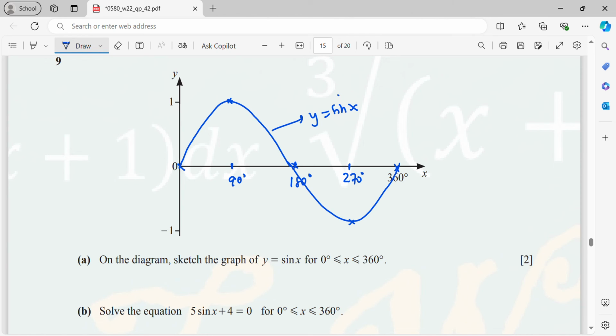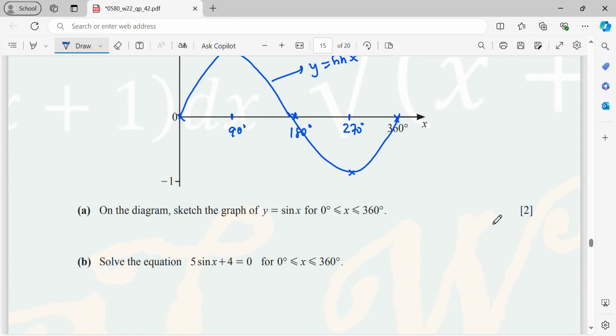Now, B, solve the equation 5 sine x plus 4 equals 0. So here is 180 degrees. Now 5 sine x plus 4 equals 0. Move the 4 to the other side. Therefore sine x equals minus 4 over 5. And now your x is 0 to 360 degrees. Negative for sine means that it will be in third and fourth quadrant.